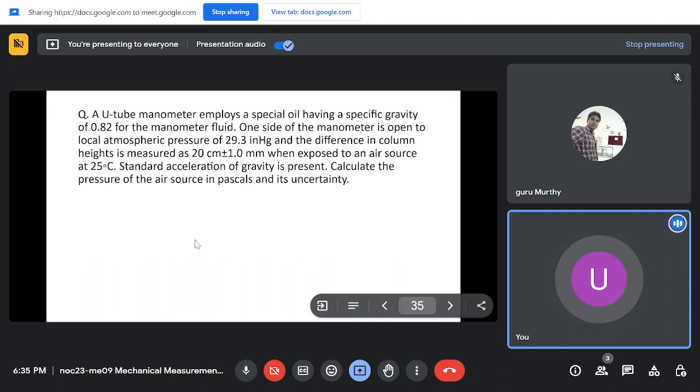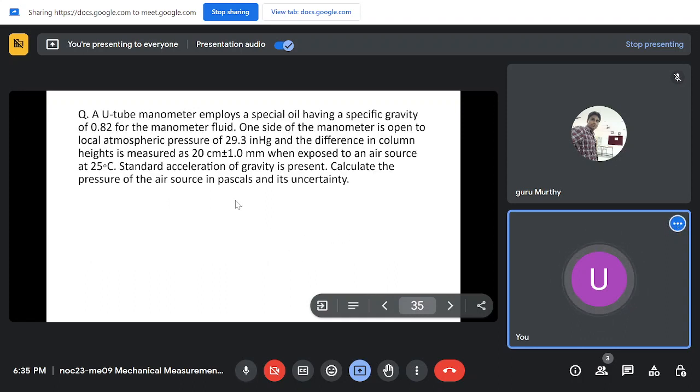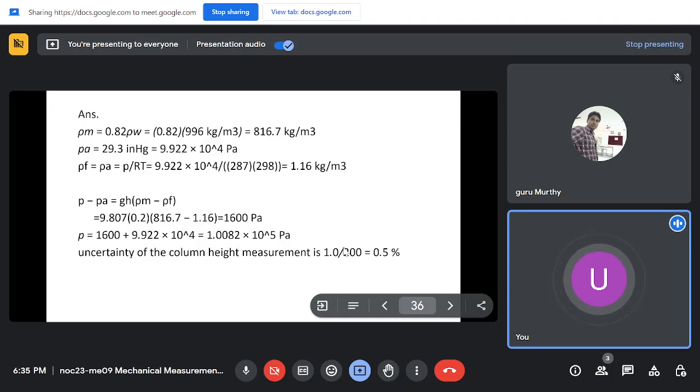So this is the pressure of the air source, which we were asked to calculate, and we have also been asked to calculate the uncertainty. The uncertainty on the column: they have given that the difference in the column height is measured as 20 centimeter plus or minus 1 mm. So 1 mm by 20 centimeter is 1 by 200. For 20 centimeter we have an uncertainty of 1 mm, so that gives an uncertainty of 0.5%. So the uncertainty in the column height is 0.5%, and the pressure is 1.0082 times 10 power 5 Pascal. I hope this is clear.